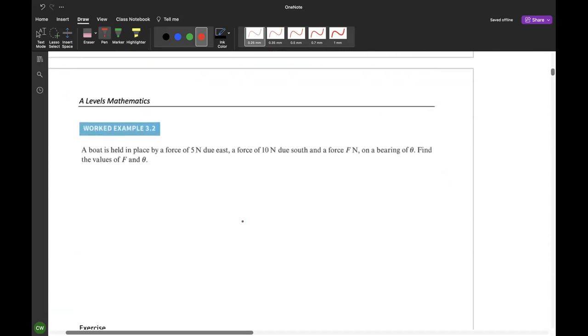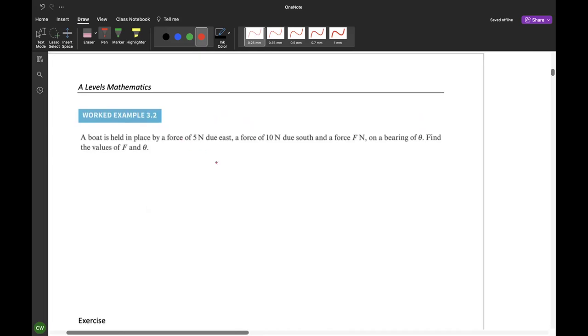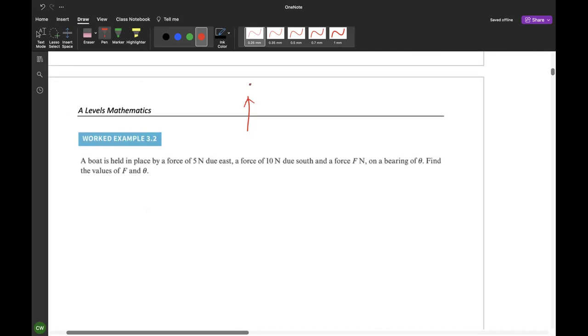Next question. Held in place again by the force due east, north, south, east, west. Due east is to the left, 5 Newton. Due south means go down by 10. And the force, I think the bearing of theta.